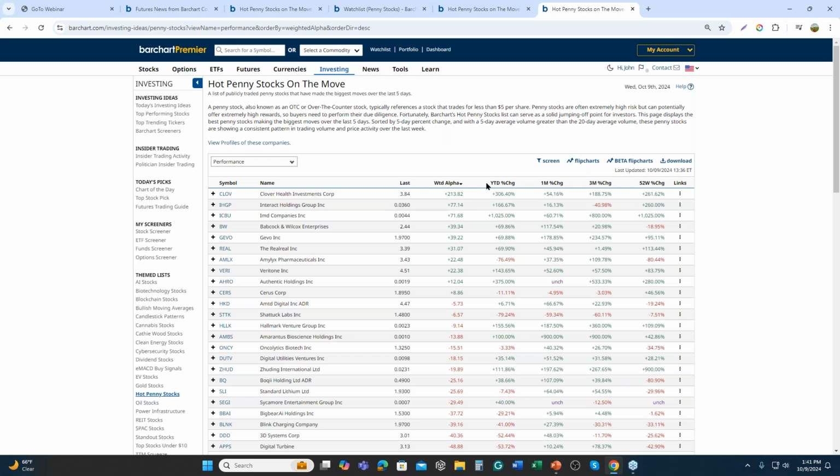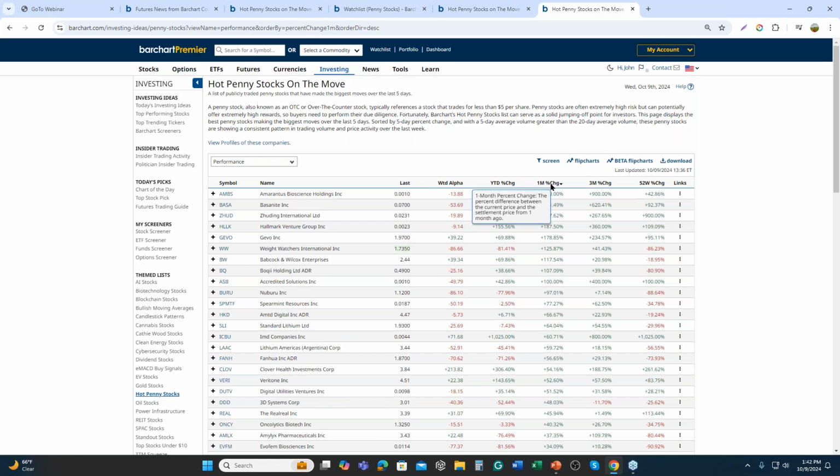What I might do here is start sorting by 1 month percentage, or maybe a 5-day percentage. I can screen on that. And what I want to look for is those stocks that are having a good performance in a short time that still have a positive alpha. So let's look at that. So we see we have GEVO, BW, and this one ICBU. So those three, let's look and see what those three look like.